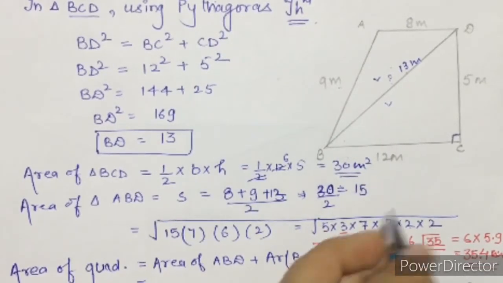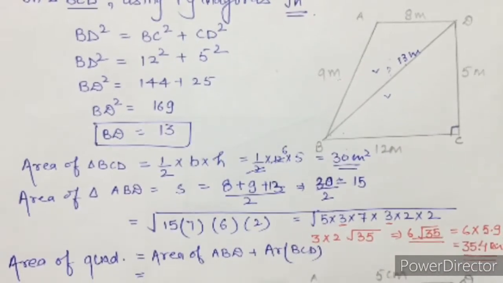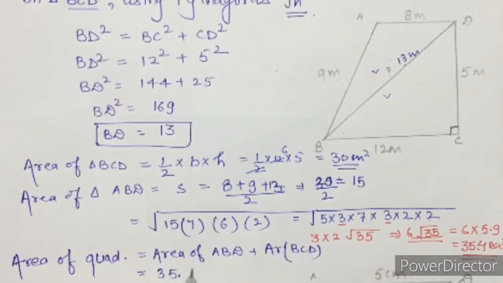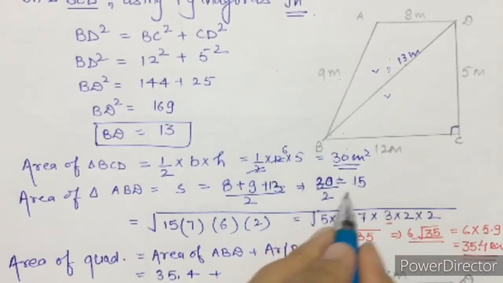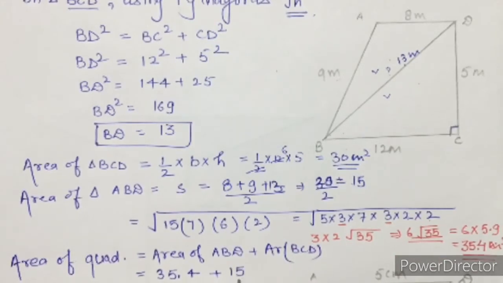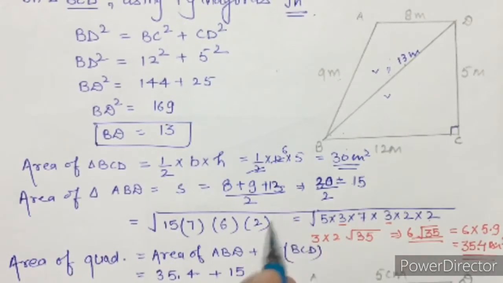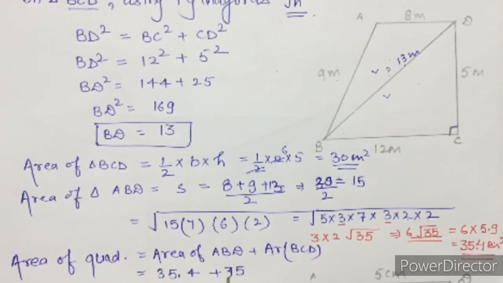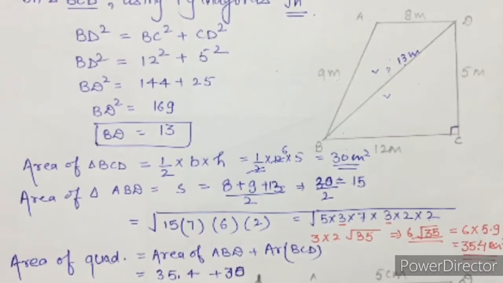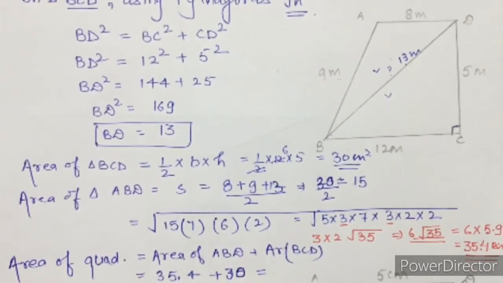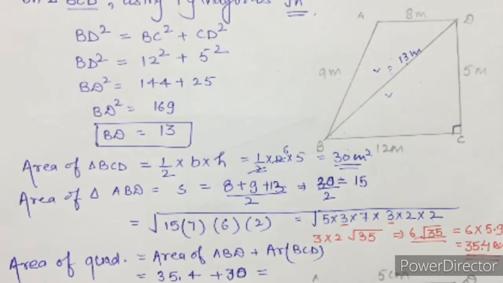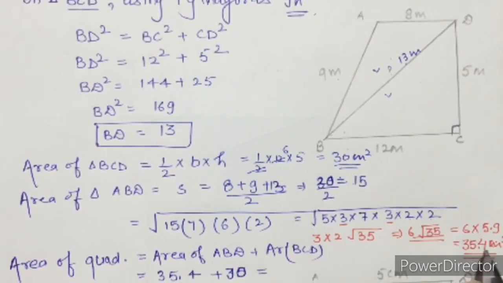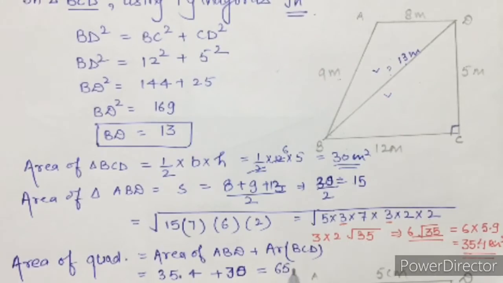Okay, what is the area of ABD that we have found here? That is 35.4 square meters. And what is the area of BCD that we found? 15 here, 15 is the 30. This is the area 30. So 35.4 plus 30, if we add these two, what is the area? That is 65.4.